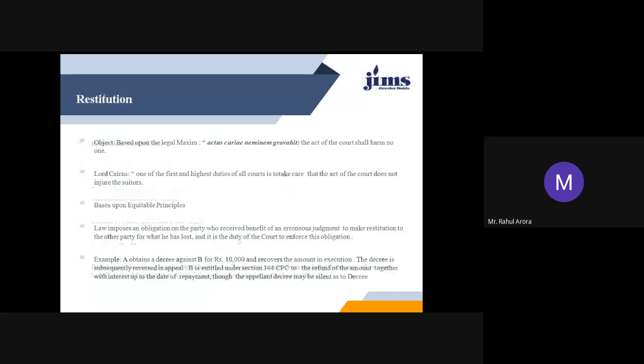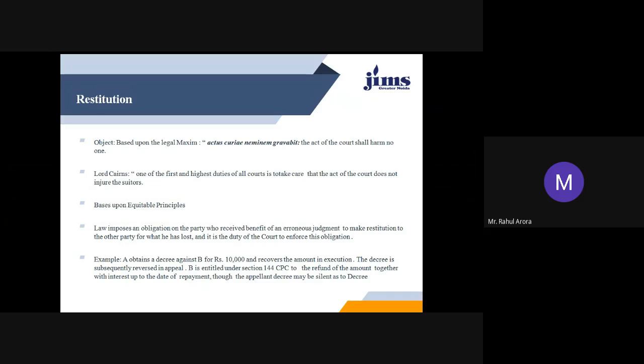What is the object behind this particular doctrine? It is based upon another legal maxim, actus curiae neminem gravabit, meaning the act of the court shall harm no one. Lord Cairns once said that one of the first and highest duties of all courts is to take care that the act of the court does not injure the suitors. So we may infer that this is based upon an equitable principle, and upon justice, equity, and good conscience.